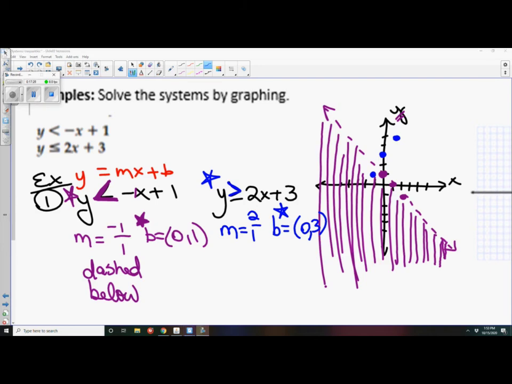So greater than or equal to means what type of line? Solid. All right, make a solid line. Either way, it's going to be a solid line.